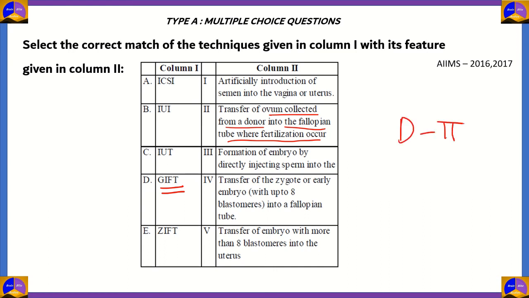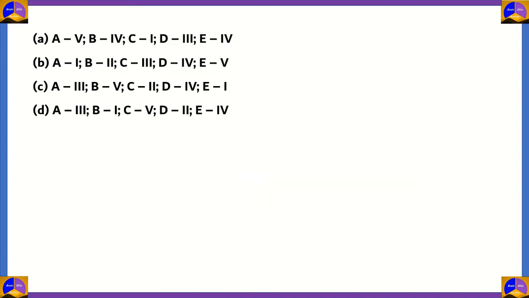So D of column 1 matches with 2 of column 2. So therefore, based on our previous question, D2 is the correct matchup. And if you look at our given options, you can see that D2 occurs only in one of the 4 options, which is option D. So option D here is the correct option.